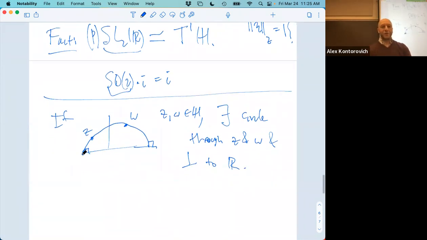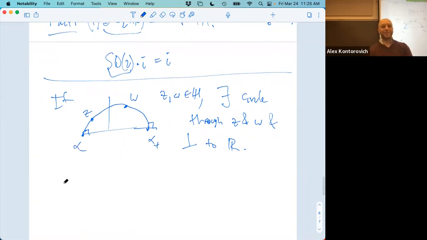If you take these two points, let me call them alpha plus and alpha minus, there's a map that will send alpha minus to 0 and alpha plus to infinity, and Z can be somewhere along this direction. I could put Z at I. W will go somewhere. And now I know what the geodesic is: the geodesic is the straight line. And so when I pull that back, this will be the geodesic.